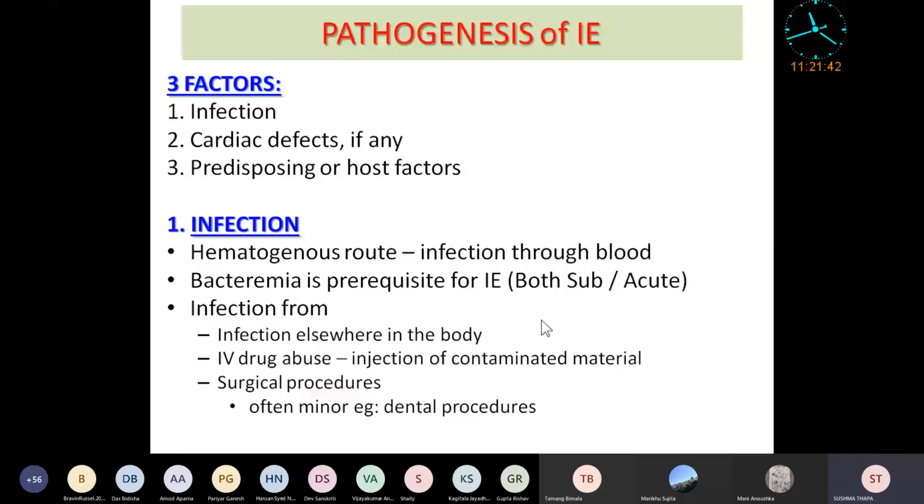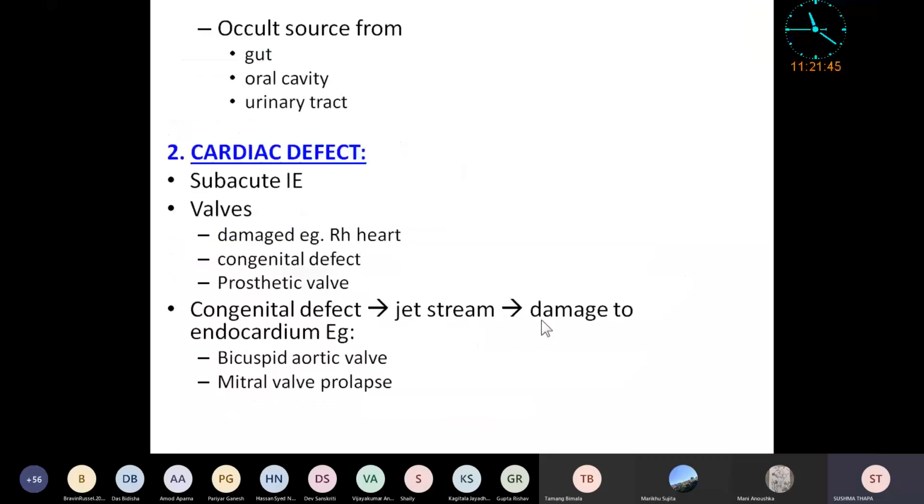Next is the cardiac defect. If there is any cardiac defect, then they are predisposed to the disease, infective endocarditis. Especially if there is any cardiac defect, they are more prone to have the subacute type of infective endocarditis. Suppose if there is a valvular defect, a congenital defect, or if the patient is having a prosthetic valve, then they will be having the disease.